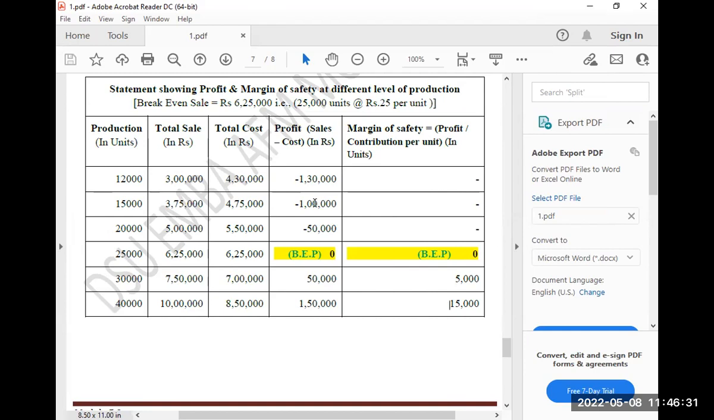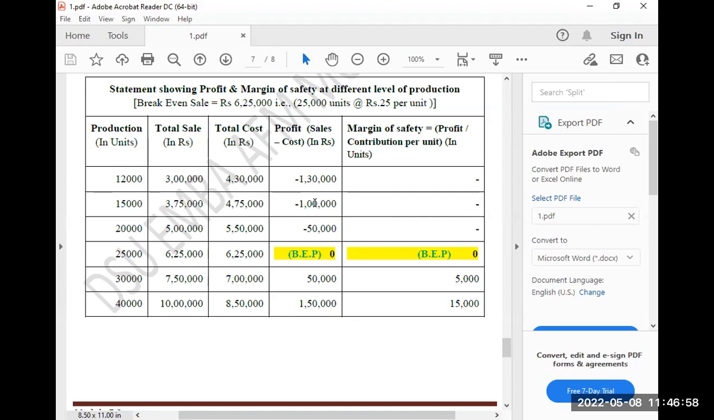So much you are getting loss only? Okay, yeah, correct. Before zero, it is all loss. After that, it will be profit. So profit for the first case is minus 1,30,000, second case minus 1 lakh, third case minus 50,000, fourth case it is 0. That's what we already found out. Fifth one 50,000, sixth one 1,50,000. That's a profit.